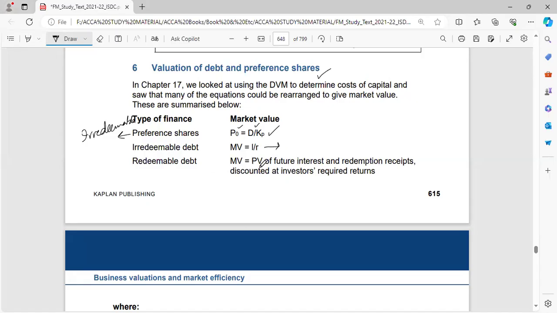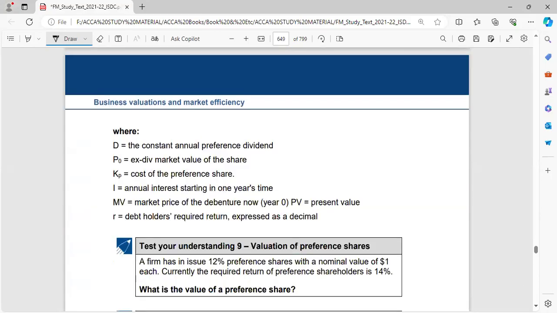Redeemable debt: present value of the future interest, what we will earn, and this present value is determined at post-tax KD, and redemption receipts in future are discounted at investors' required returns. D naught is representing current preference dividend. Price means ex dividend. Remember, we always use the ex-dividend price.